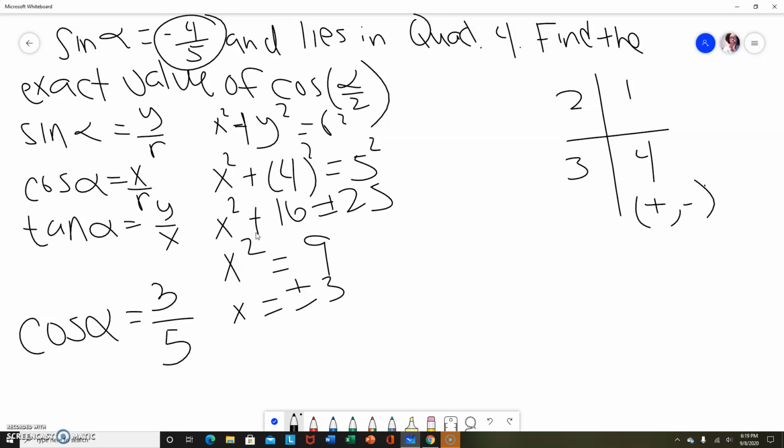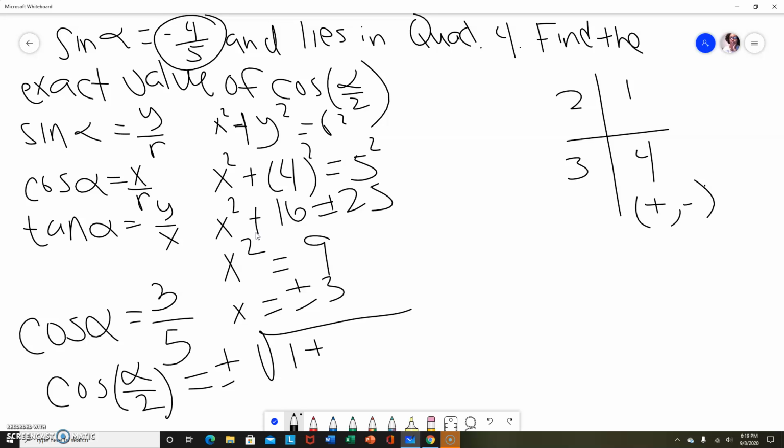So, with that being said, we now need to find out what our solution should be, because we have the formula for half angle for cosine, and the formula, let me write it down, is cosine of alpha divided by 2 is equal to plus or minus the square root of 1 plus cosine of alpha divided by 2. Now, it says plus or minus, but that's because we have to determine if it's positive or negative. So let's go ahead, before we even calculate, decide if our answer will be positive or negative.